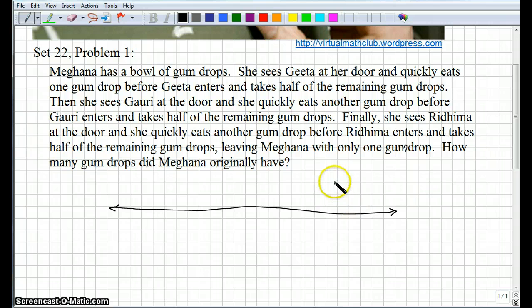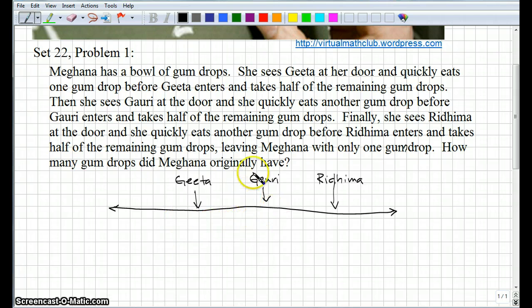So let's say Redima enters here. Alright, so this is where she enters. Gari enters here. And let's say Gita enters here. Alright. And during this time period, the number of gumdrops she has changes. So she has some number of gumdrops here. She eats one, she gives half to Gari.